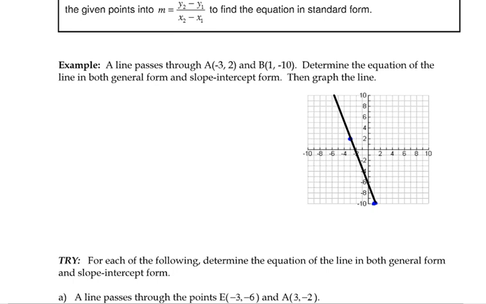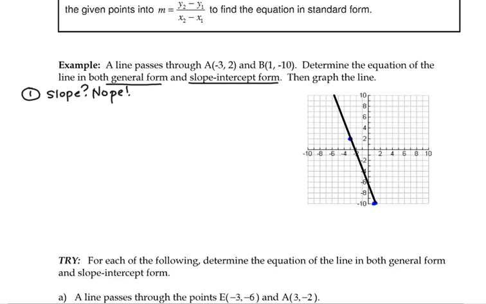But the first question that we have to add to the process is we always need to ask ourselves, do we have our slope? We're given a line passing through these 2 points. Determine the equation in both general form and slope-intercept form. Then graph the line. So always the first question we ask, no matter what the problem is: do we have our slope? And the answer is nope.